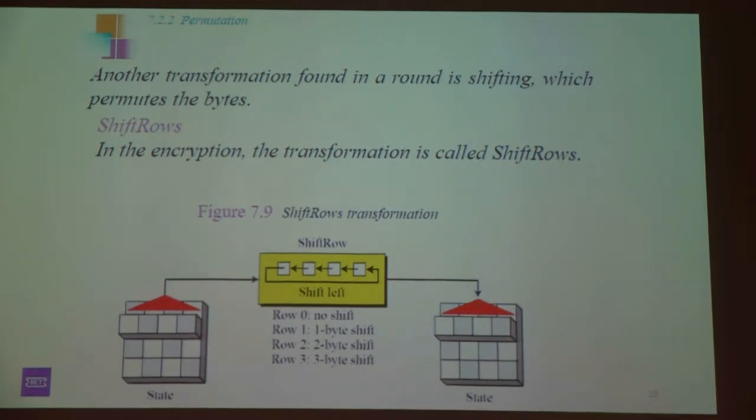So we take the first row and do shifting. For row 0, how many shifts do we have? 0. For row 1, how many shifts? 1. For row 2, how many? 2. For row 3, how many shifts? 3. If you have an objection, don't talk to me. Talk to the person who designed it. That's how they designed it. So we change all the bytes, and now we are shifting the rows.